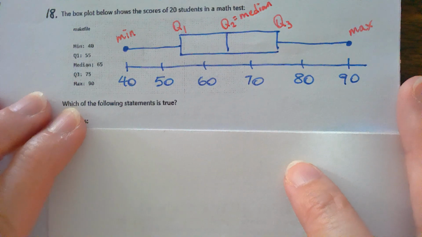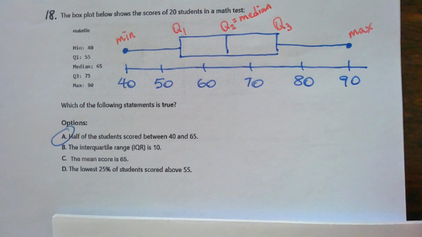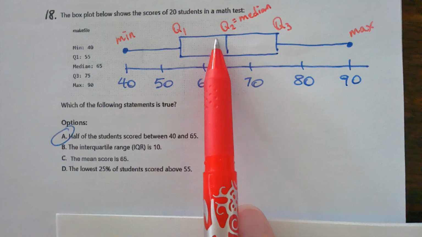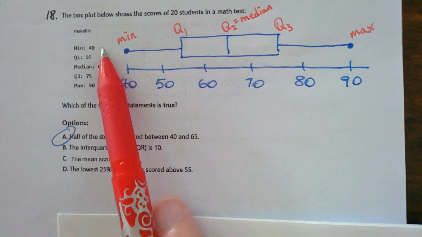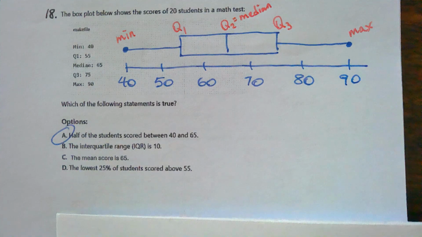If you take a look at this box plot, you'll see that half the students scored between 40 and 65, because remember, this is your median. So this is half your data. This is the other half of your data.